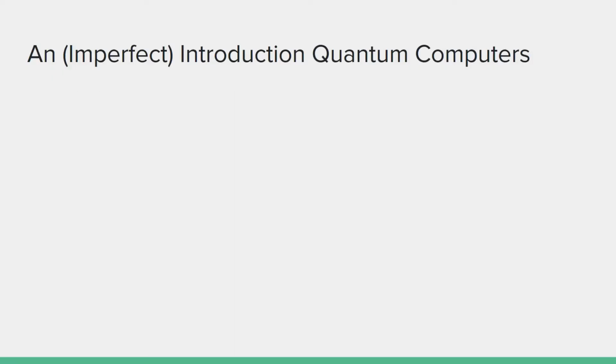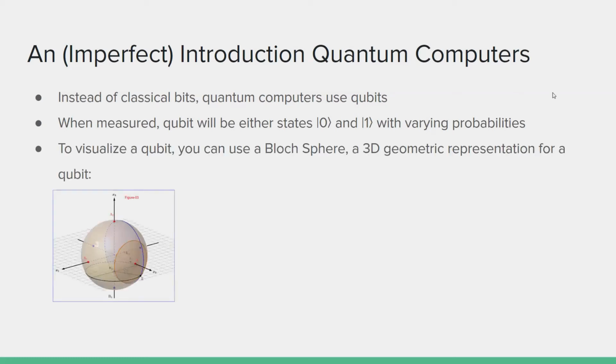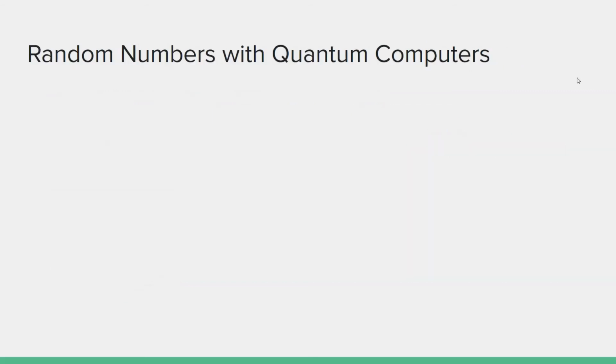The last way to generate random numbers is through quantum computers. This is a very new, exciting way to do it. So what are quantum computers? Quantum computers, instead of using classical bits, use qubits, which are quantum bits that, instead of being able to represent the states 0 and 1 separately, can represent them together with varying probabilities. To visualize a qubit, you can use a Bloch sphere, which is a 3D geometric representation of a qubit. And you can determine the state of your qubit by finding where your vector points to on the surface of the Bloch sphere.